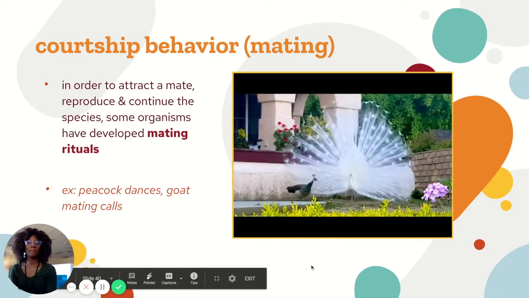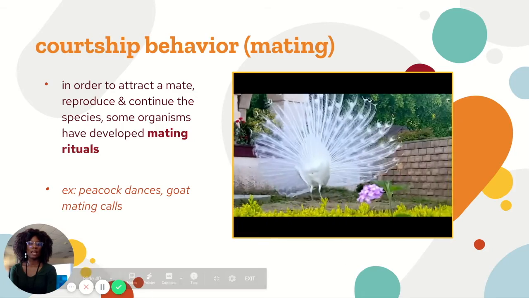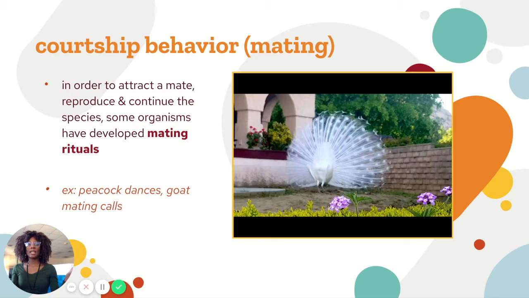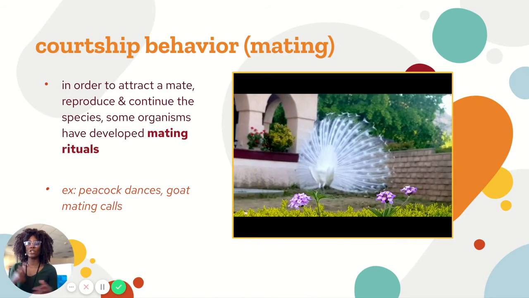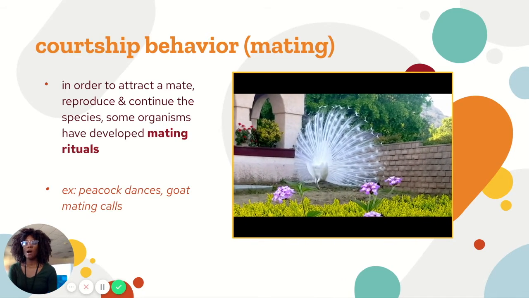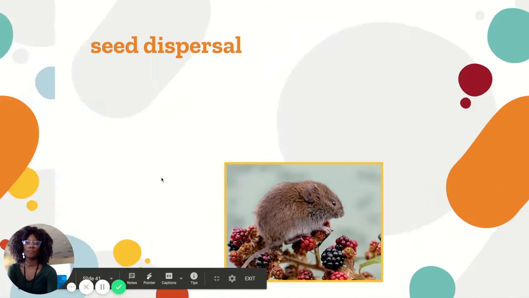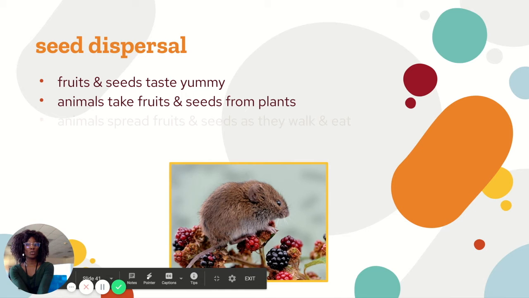So that is the peacock mating dance. What it does is it fluffs out its feathers all big and pretty, and it's just going to start shaking them towards the female to try and get the female to mate with him. There's also goat mating calls and things like that. These are mating behaviors.